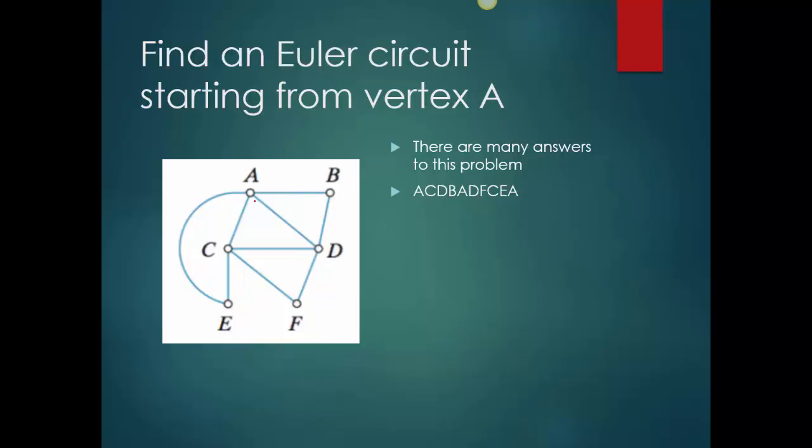All right, I'll show you a different one. Let's say I go A, C, D, B, A, D, F, C, E, and then roundabout back to A. One more. Let's say this time I started that way with A, E, then C, A, then D, C, F, D, B, A.